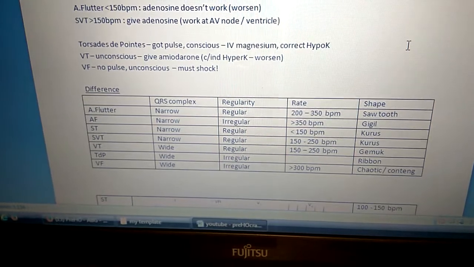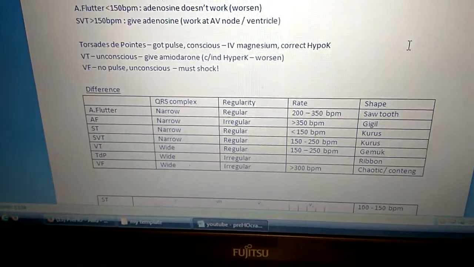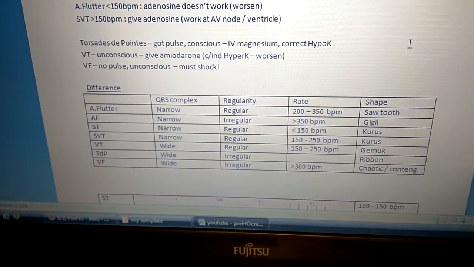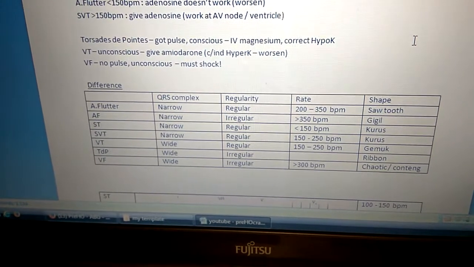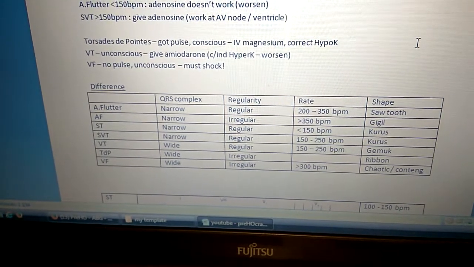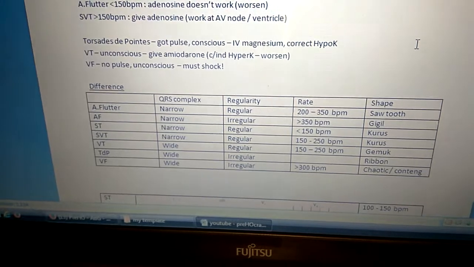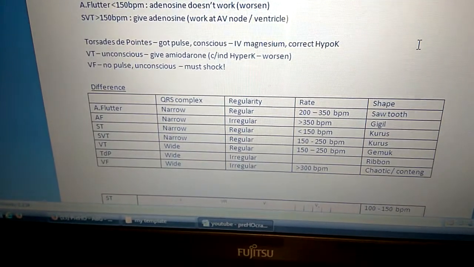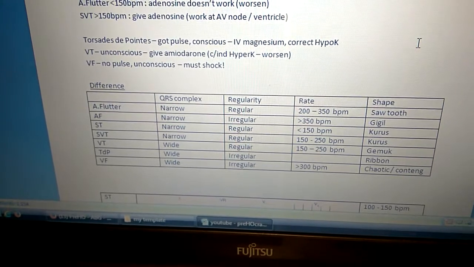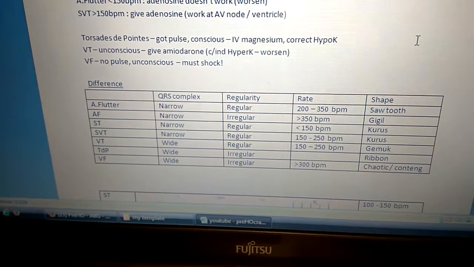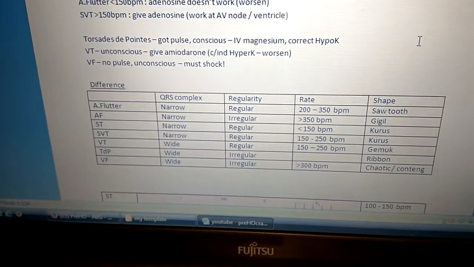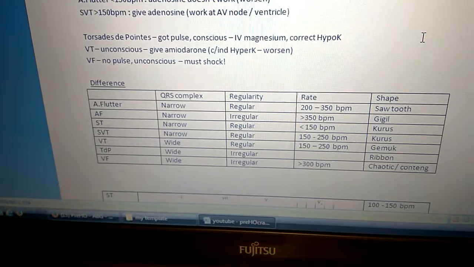For VT, ventricular tachycardia, the patient will be unconscious. It can be pulse or pulseless. Treatment, give amiodarone. Amiodarone is contraindicated in hyperkalemia because it can worsen the hyperkalemia. For ventricular fibrillation, usually the patient will be unconscious with no pulse, so we must shock the patient.